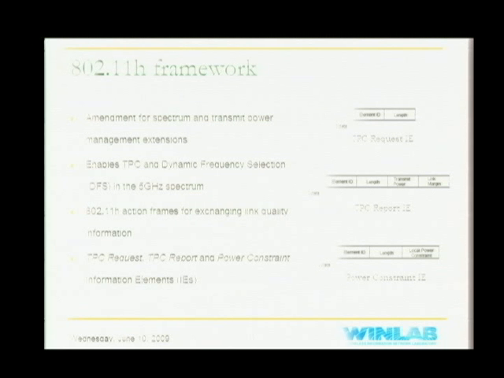So we use the three information elements as listed here. The TPC request information element to send out requests from the AP to stations. We use the TPC report information element to send back the link margin estimates and certain transmit power values. And finally, the power constraint element: in our algorithm, the AP also calculates the transmit power for the stations, so you need to somehow convey that to the station. So we use the power constraint information element to do that.